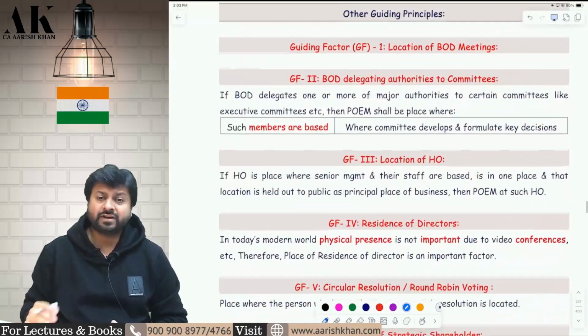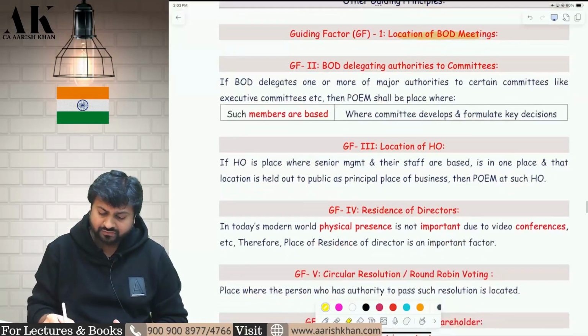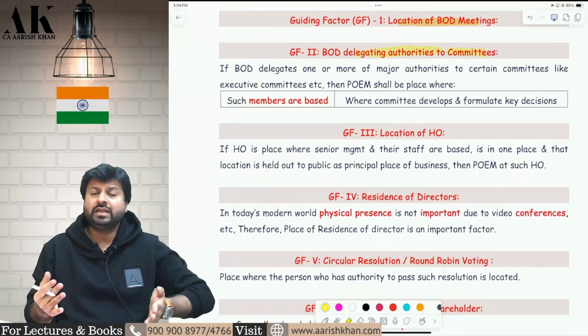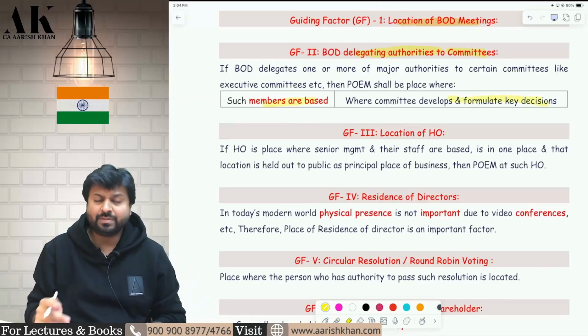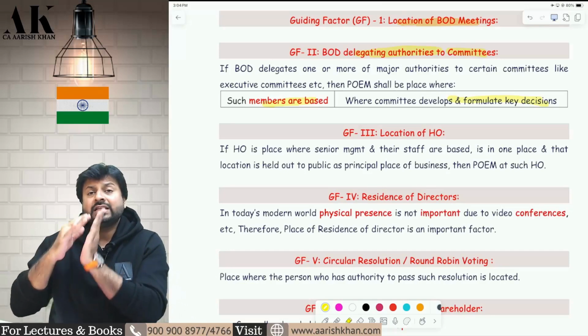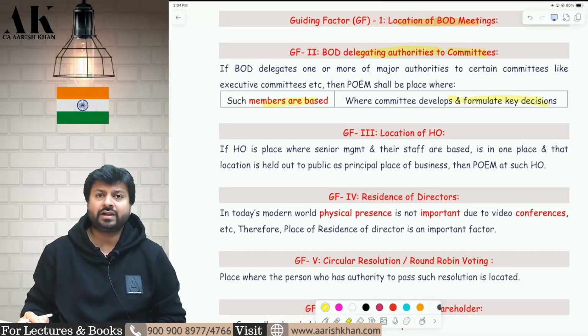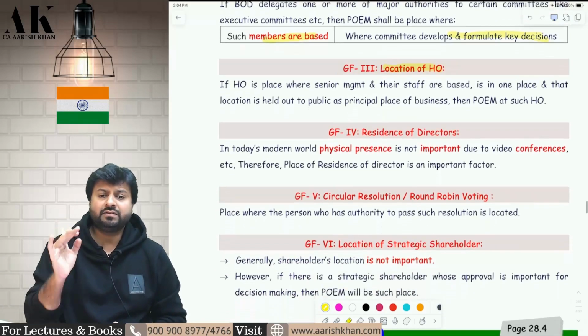The CBDT has given further guidelines, like you need to find out the location of the board meeting. You can also find out if the board of directors has delegated the authorities to some committee, then where those committee members are based, and are they taking key management and commercial decisions? If yes, then the country where the committee members are based will be called the place of effective management. Further, the location of the head office can also be important to determine what? The place of effective management.